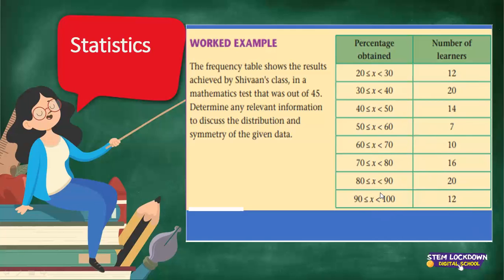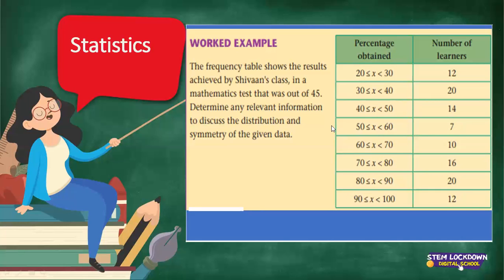Okay. Now the first question is how to find the mean mark, the mean of their marks. The first thing to do to find the mean is to find the midpoint. How do you get the midpoint? You add the upper limit plus the lower limit, divided by 2.